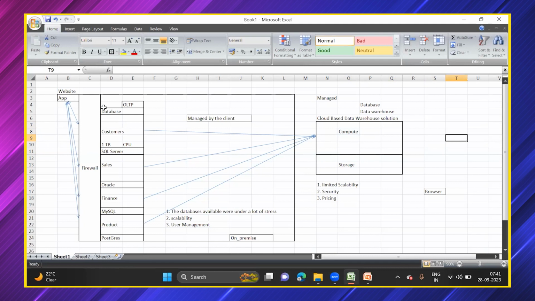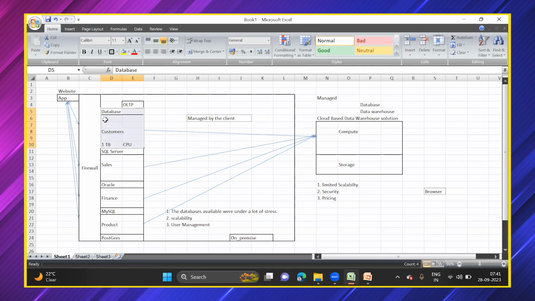So what we have seen is that in the on-premise solution, we are fixed with the storage and the processing power as well. Even if we have more transactions or fewer transactions, everything is going to be static. But over here in the cloud, we can increase or decrease our resources on the fly.